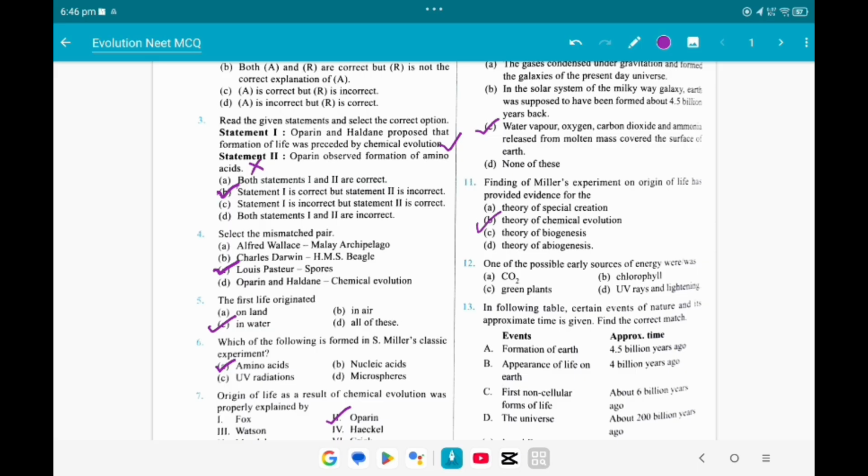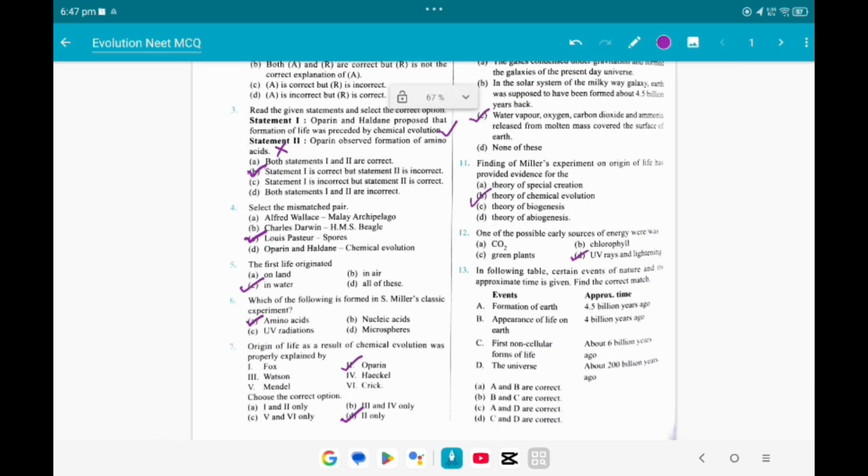Question 12 is one of the possible early sources of energy was or were? CO2, chlorophyll, green plants, UV rays and lightning. Okay, 12 is D. You must remember, when you are studying about chemical evolution, it has been mentioned that in the primitive earth, besides conditions like water vapor, methane, ammonia, lightning and UV rays were the sources of energy. Like UV rays broke up water into hydrogen and oxygen, and lightning provided energy there. You must remember this, like electrodes were used to create a replica. So our option is D.